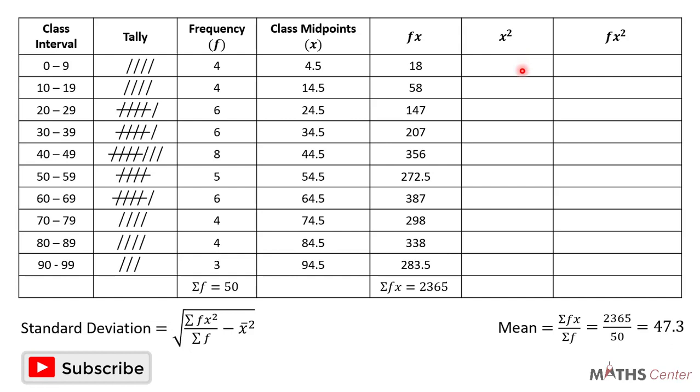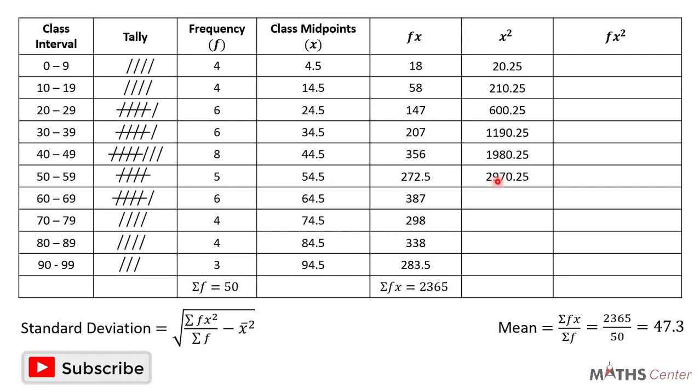In the table, the next thing that we need to find is x squared. So we will square all the x values here. 4.5 squared is 20.25. 14.5 squared is 210.25. 24.5 squared is 600.25. 34.5 squared is 1190.25. 44.5 squared is 1980.25.